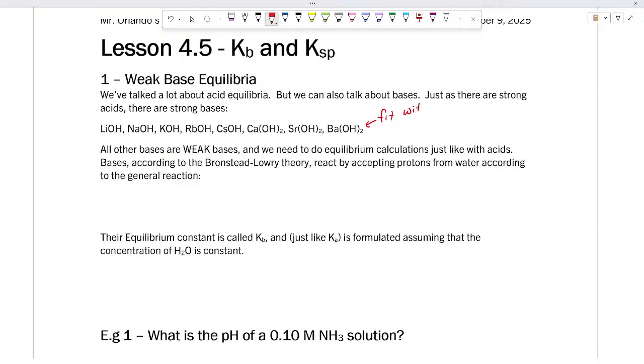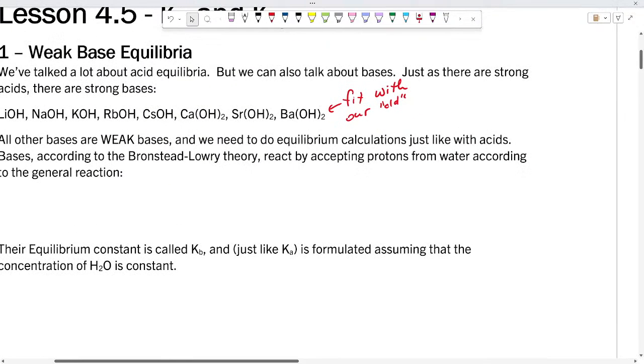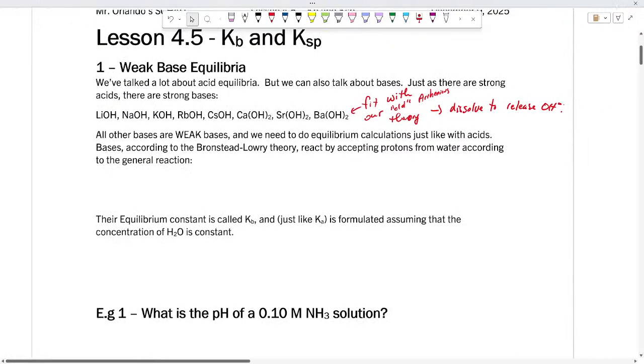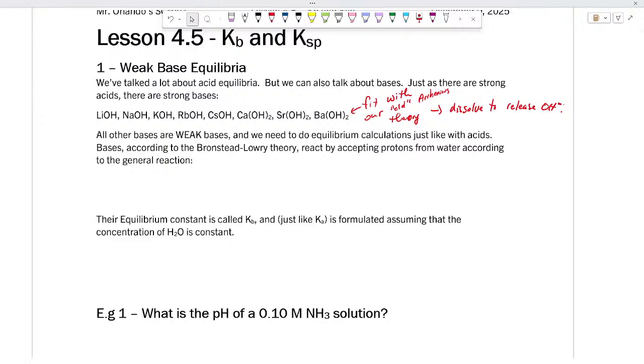You'll note that these fit with our old model of bases, which is what we call the Arrhenius theory, which is they dissolve to release OH minus, right? So the Arrhenius theory of acids and bases, which we learned in grade 9, we mention it. In grade 10, we learn it. In grade 11, we learn it. Not necessarily by name, is that a base is something that you dissolve in water and it releases OH minus. Remember that?